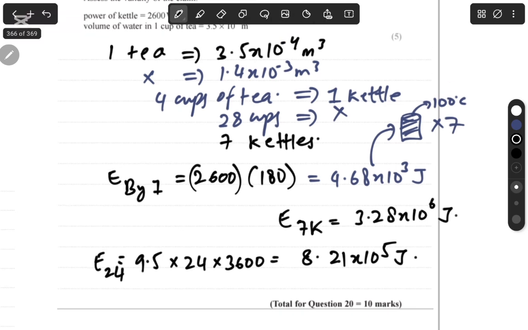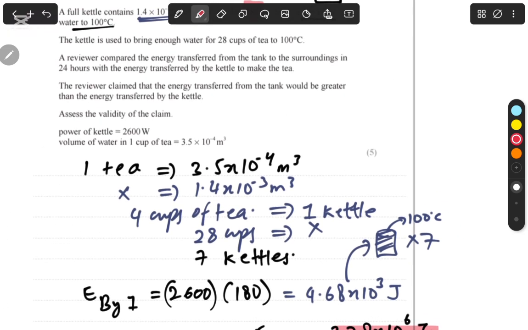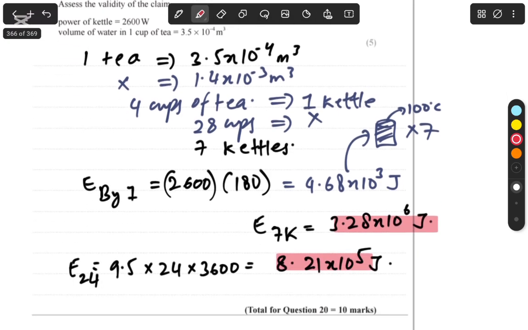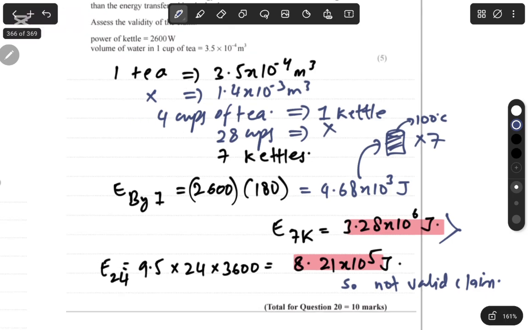So we have both the values. Now we just have to see if the person was correct or not. The person said that the energy transferred from the tank would be greater than the energy transferred by the kettle. The person is wrong because the energy transferred by the kettle is greater. So, not a valid claim. So that's the answer to this question.